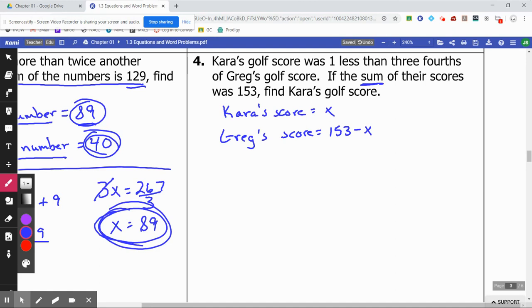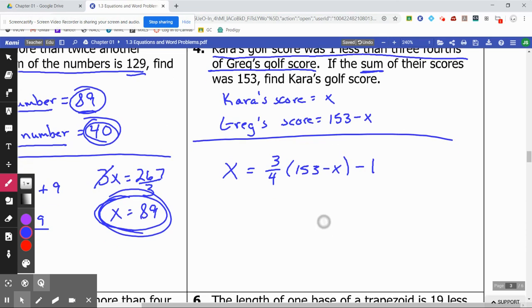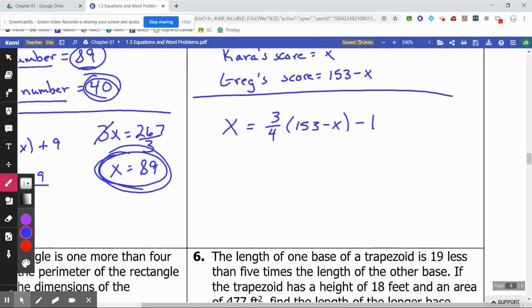Okay, let's read the first sentence again, because that's going to give us our equation. Kara's golf score, which is x, is 1 less than 3/4 of Greg's score. 3/4 of Greg's score, 1 less than that would be 3/4 of that minus 1. There's your equation. So you have your unknowns, you have an equation. Let's work to solve the equation.